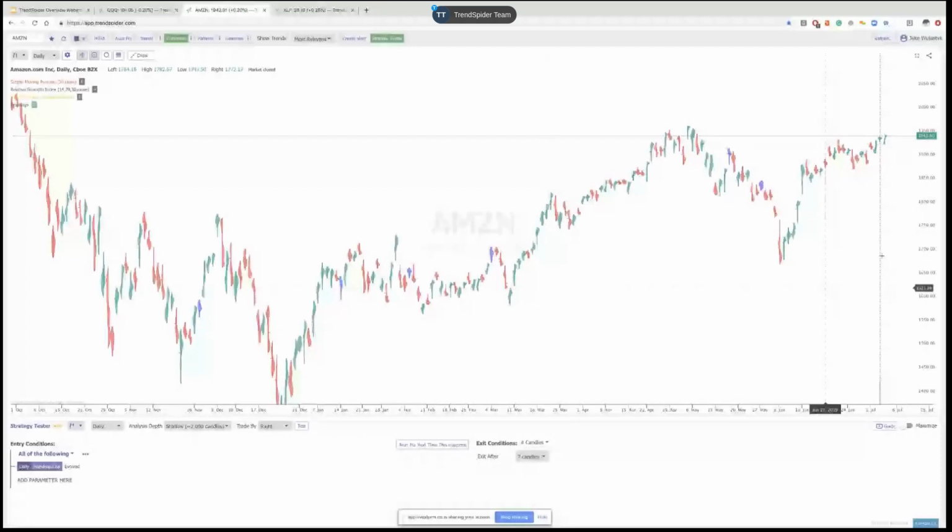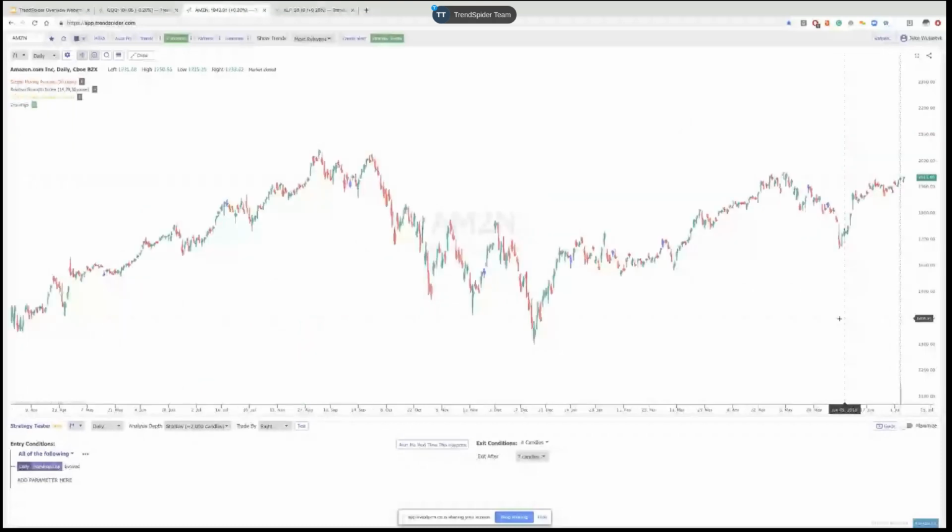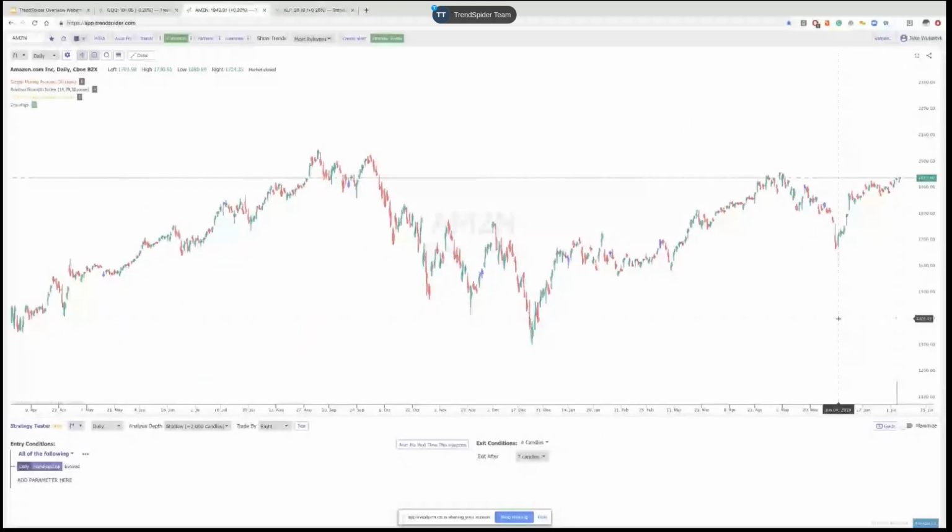I've found that the blue raindrops can false signal a lot more with, for example, a smaller cap stock or a less liquid stock. But with your ETFs like SPY, the Qs, Amazon, you're generally going to find some pretty heavy volatility. And we'll just do 3 candles at this point, and we'll test this out. And so anytime a blue candle has formed, we're going to see what the return is after 3 candles.